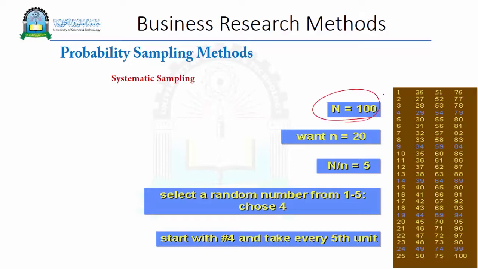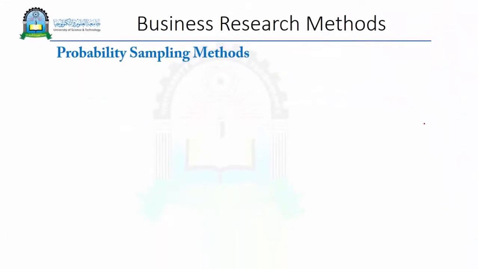So if the population is 100, and I want 20 as a sample, 100 divided by 20, I will come up with 5, which is the interval. So I might start with 1, 2, 3, or 4, but not with 5. If I start with 1, the second choice is going to be 6. If I have started with 4, the second choice is going to be 9. If I start with, for example, 2, the second choice is going to be 7. So on until I get the whole sample.